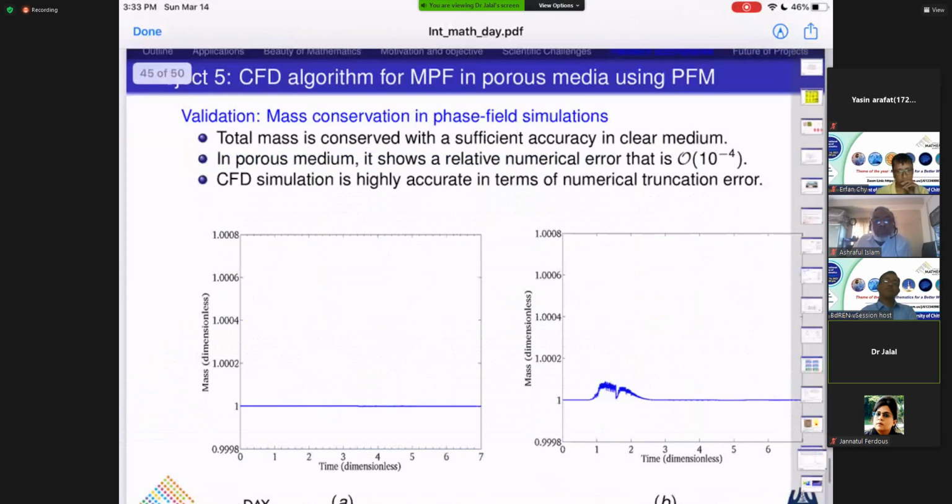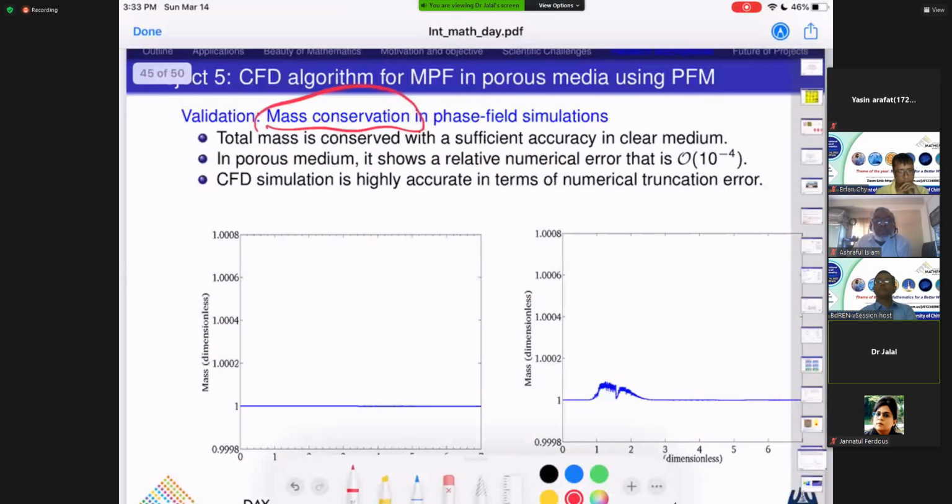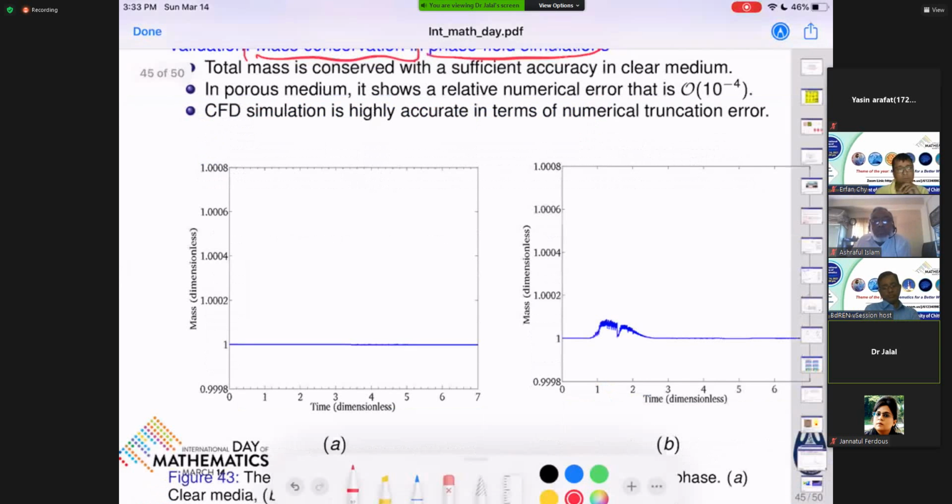Then in the beginning, I said there is another challenge of mass conservation, in the phase field method, phase field simulation. So we check that when there is no phase field, mass is conserved fully, and when we include the phase field in our simulation, there is some deviation. Finally, we have the mass conserved. This could be some numerical error or some other technical error. Anyway, finally we have mass conserved.